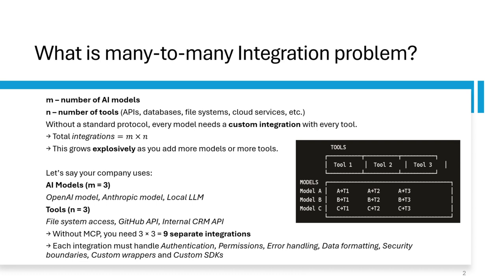As you can see in the picture, every model has its own integration to the tools. Model A has A to T1, A to T2, and A to T3, and you're essentially repeating that integration. It's not that you develop for one model and one tool and then it's going to repeat. No, you have to develop a custom integration for each one of them, and that's what we call a many-to-many integration problem. The number of AI models and the number of tools that you have are essentially multiplied here.